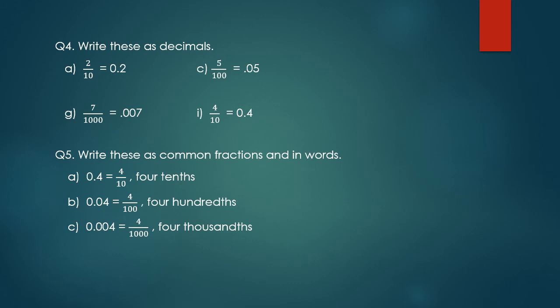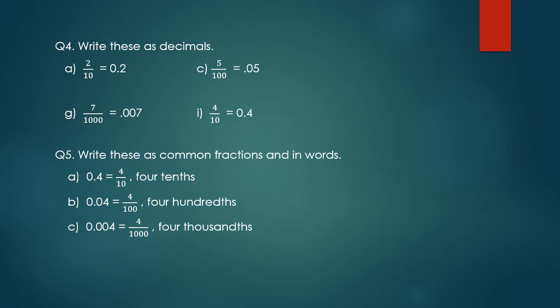0.4 in fraction form can be written as 4 upon 10. 4 can be written in the numerator and we are having only one digit after our decimal. So we have to put only one 0 in the denominator. So we'll write it as 4 upon 10. And in words it is written as 4 tenths. Now see the B part.